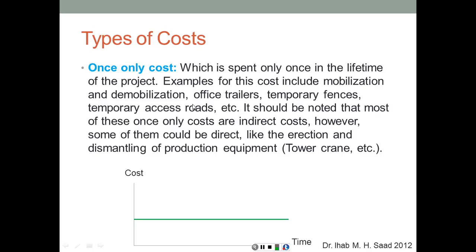These, by the way, are usually indirect costs. Most of the once-only costs are going to be considered as indirect costs, unless on very few occasions you're going to have mobilization as a pay item in the bid. If the owner is going to reimburse you for mobilization, then that part is going to be considered a direct cost.